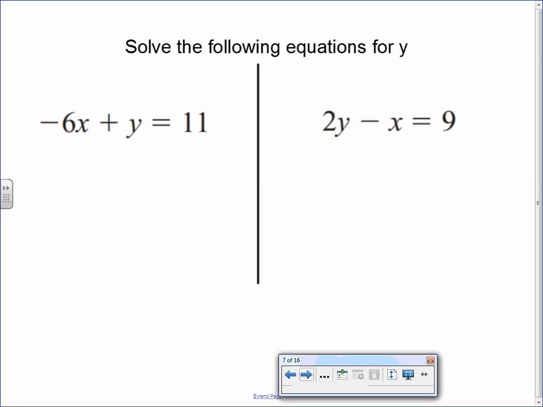So, getting the y alone. Remember, you are not solving. We're not going to get an exact answer here. We are instead just moving things around to give us a different version of this same equation. What would I need to move in this first equation to get the y by itself? 6x. How do I move the 6x to the other side? Add.